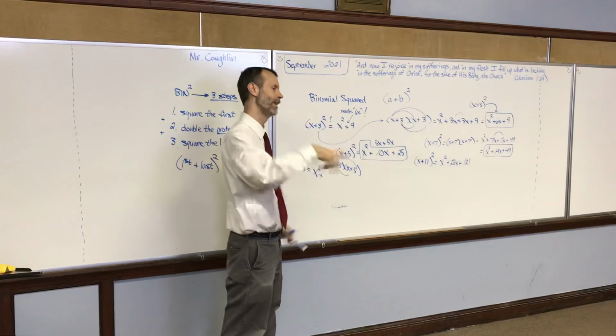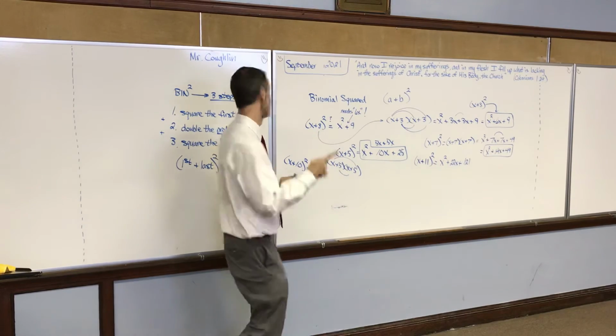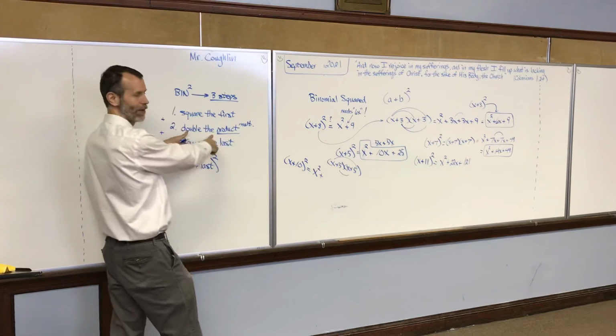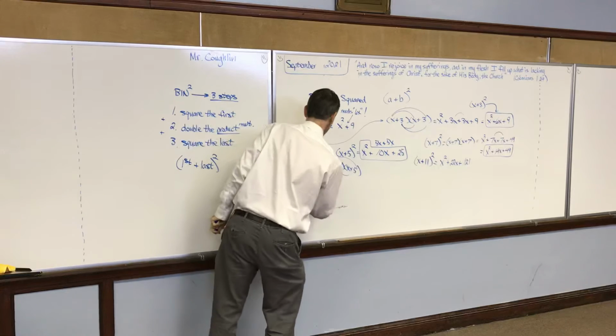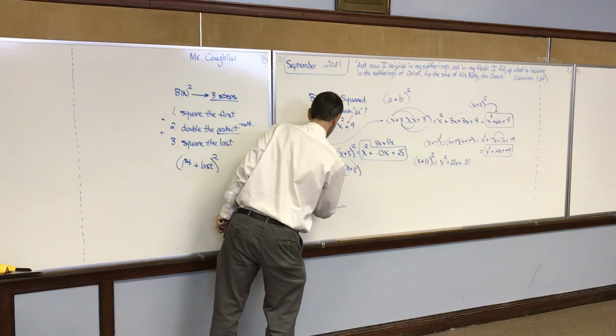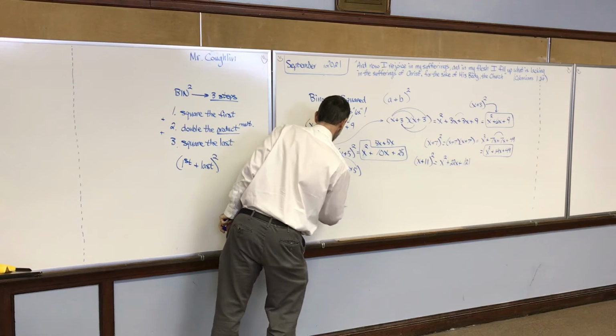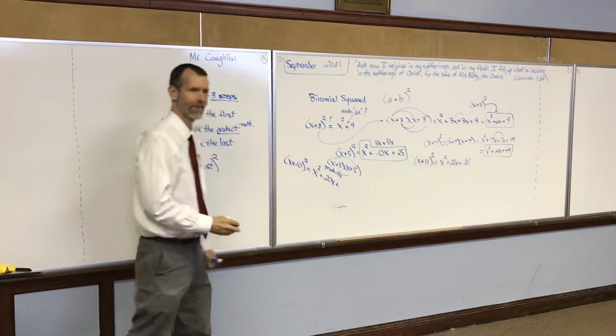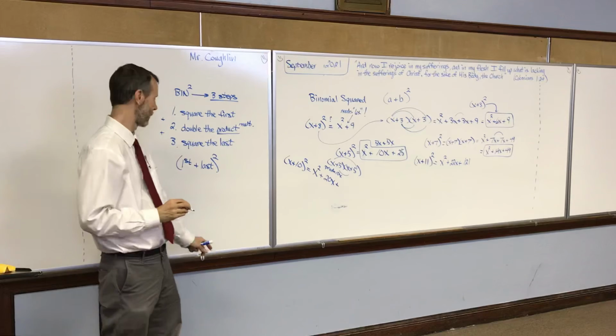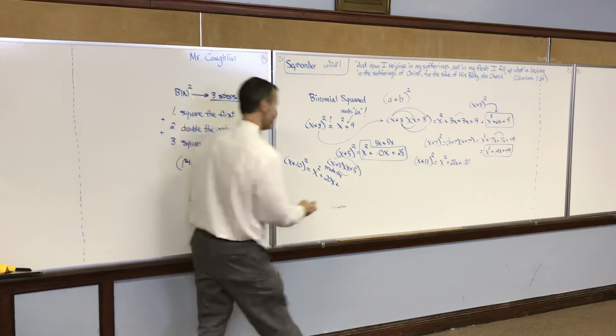10x. Now double it. 20x. Bingo. You just doubled the product. The product is 10x. So you double it, make 20x. And then square the last. 100. You're done.